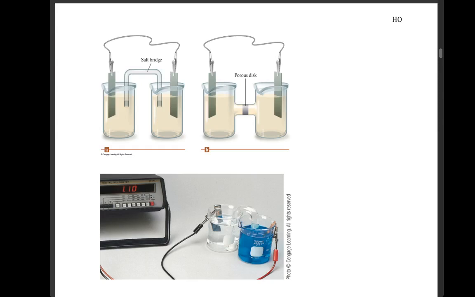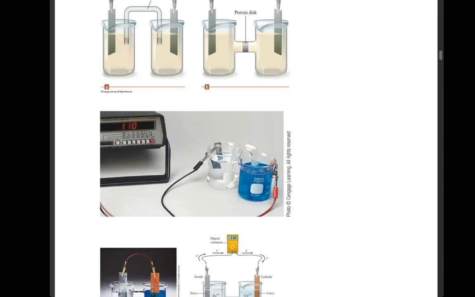These items that keep the solutions neutral come as 2 types. One is the salt bridge, just like what we have talked about already. It's shown in A on the left side. The other one is a porous disc that allows ion movement as needed to keep solutions neutral. That's in diagram B.